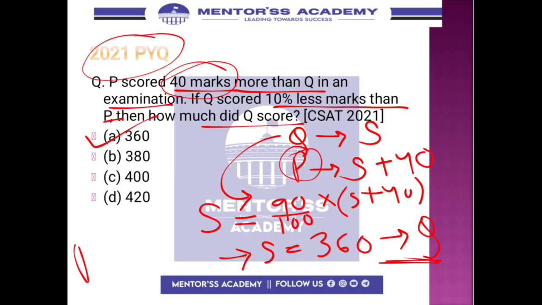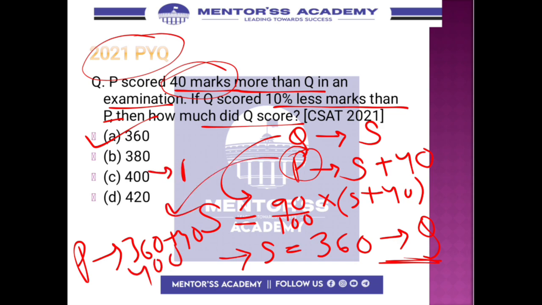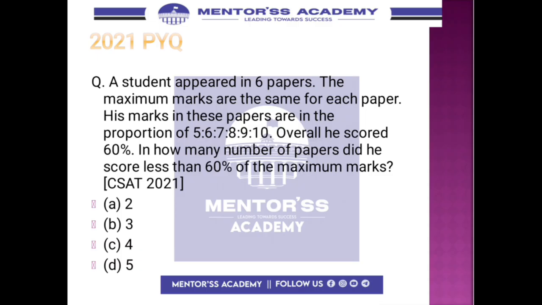How much did P score now? 360 plus 40, right? 400 is the P score. 360 is the Q score. It was a simple question, a basic one. So let's move on to the next question. It's a 2021 PYQ.